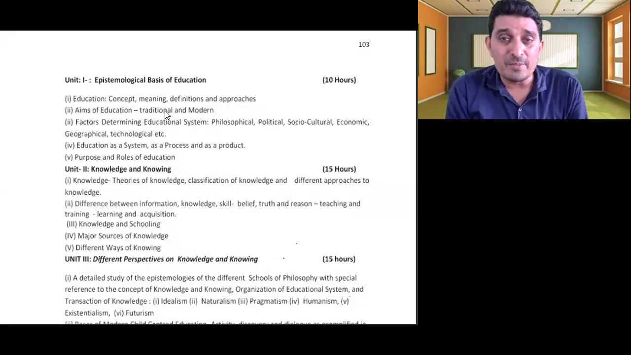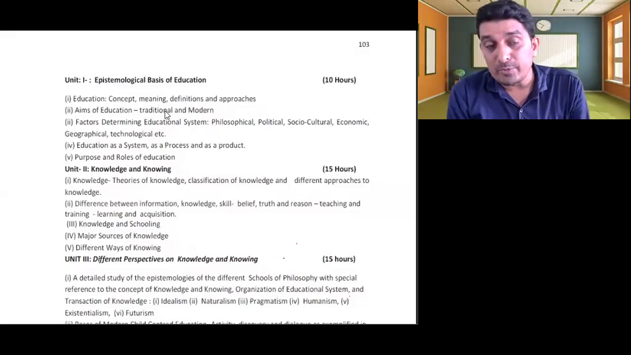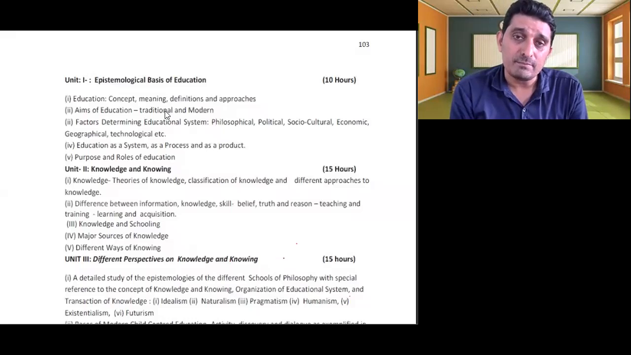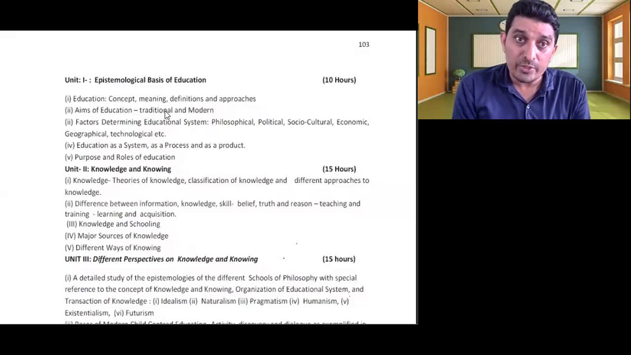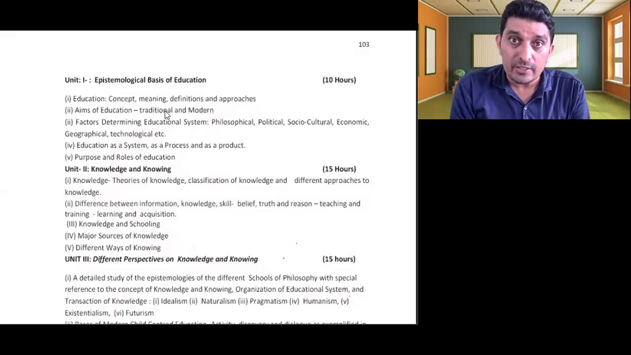And the first unit, epistemological basis of education. And here you will look at different aspects such as concept of education, meaning of education, definitions of education, approaches of education. What is education? If you are asked such a question, what will be your answer? And what is the meaning of the word education? Whether education is an English word, whether it is a word derived from some other language like Latin or Greek, whether it is a single word, whether it is a combination of two Latin words or two Greek words or two English words.